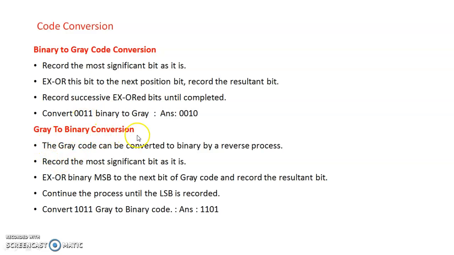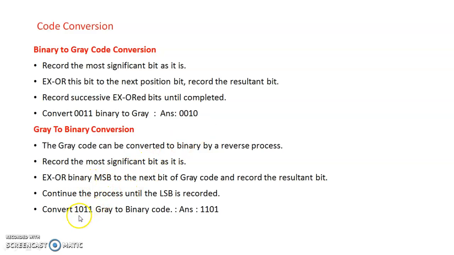Next is gray to binary conversion. In gray to binary conversion, the gray code can be converted to binary by a reverse process. Record the most significant bit as it is and again apply the XOR truth table logic. XOR the binary MSB bit with the next bit of the gray code and record the resultant bit. Continue the process until the LSB is recorded.